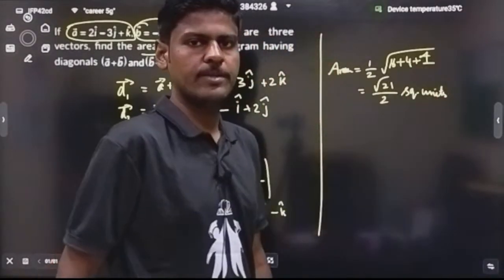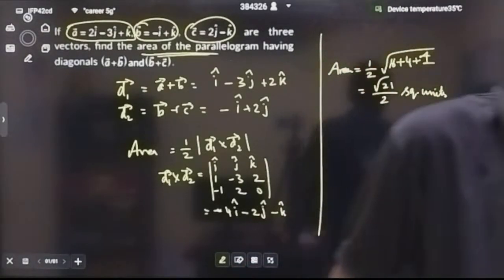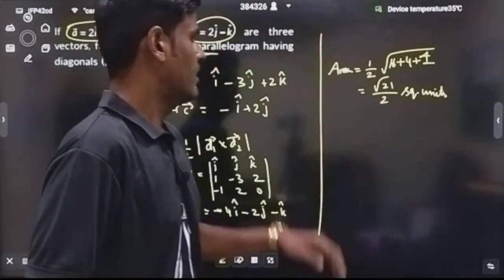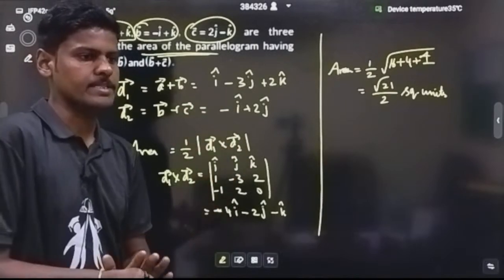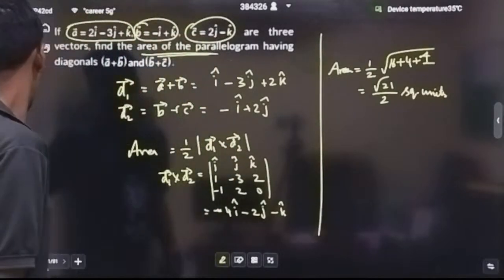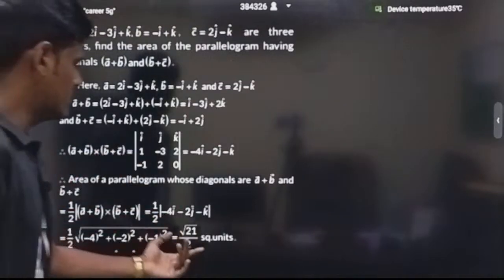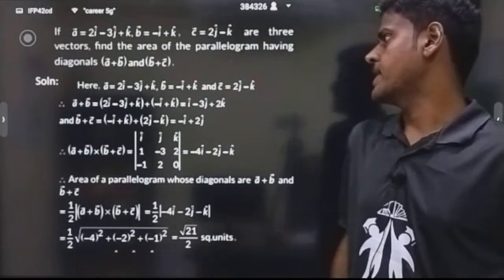Square root of 21 by 2 square units. Okay, so this is our required answer. Square root 21 by 2 square units.